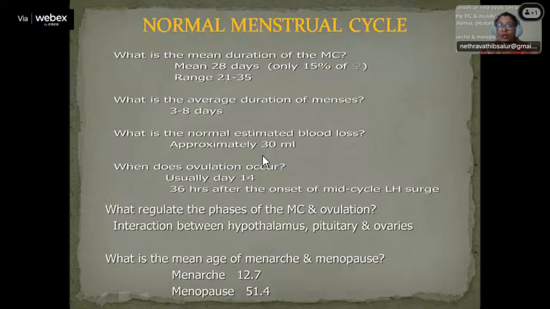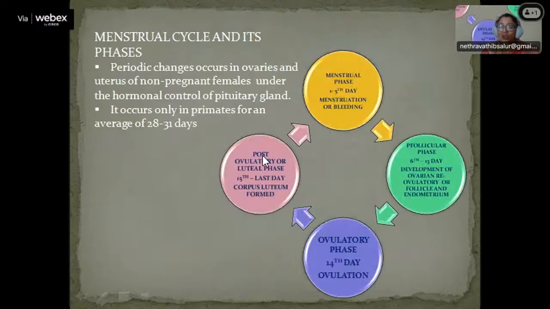Now, let us move on to a very important topic, which is for both exam and for the studies also. That is the normal menstrual cycle. What is menstrual cycle? When you talk about this menstrual cycle, we have a lot of questions running in our mind. Menstrual cycle is nothing but periodic changes which occur in ovaries and uterus simultaneously.